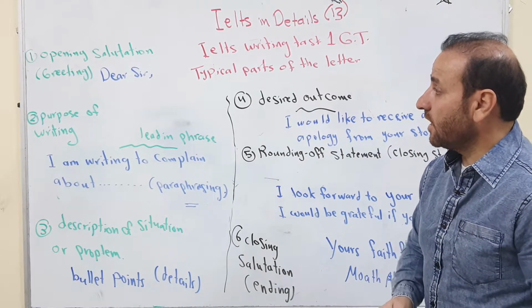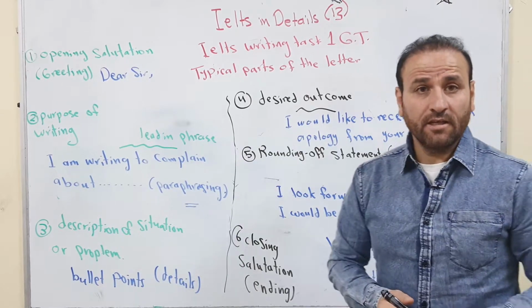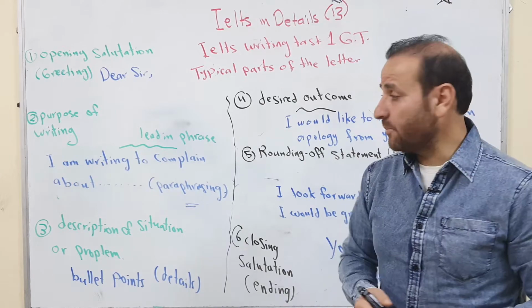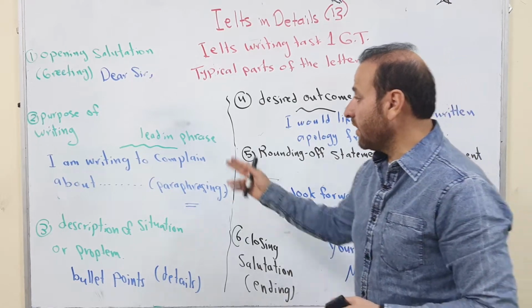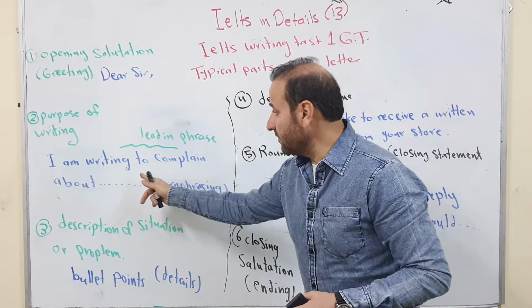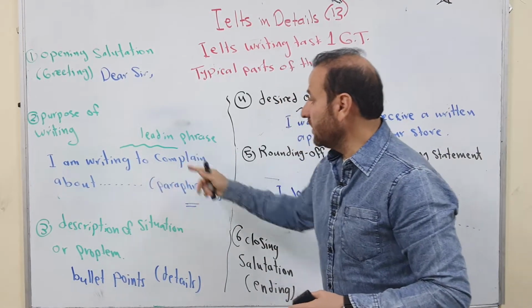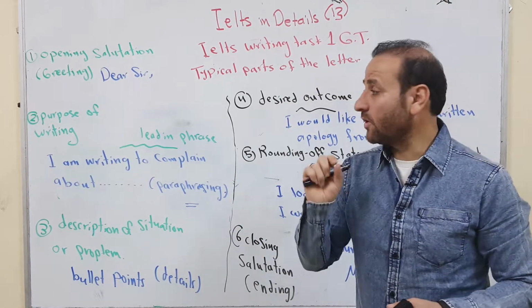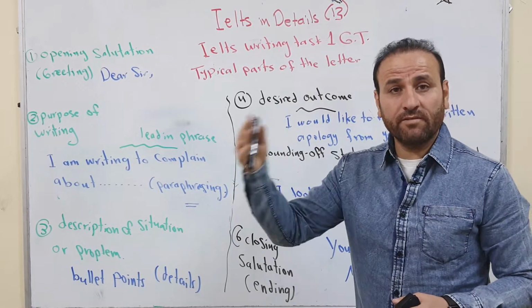The second part is the purpose of writing. After the greeting, you have to write the purpose of writing. For example, I'm writing to complain about, then complete it. Of course, this phrase is called a lead-in phrase. Then you write the question or the purpose according to the given information.